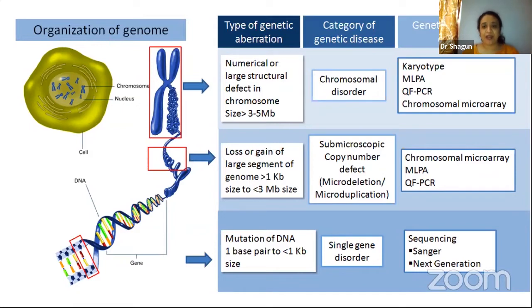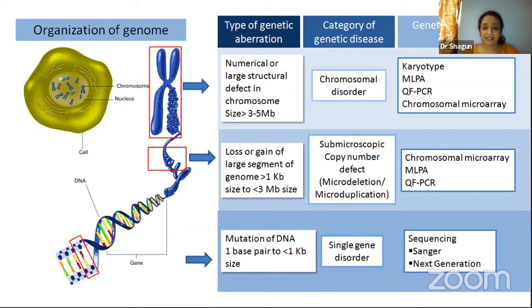Now we also have many other kinds of aberrations or genetic defects. One of them is what we call a submicroscopic copy number defect, or microdeletion, microduplication, one of the common ones being DiGeorge syndrome. Here you have a genetic defect in a very small part of the chromosome, and this is so tiny that the karyotype will not pick it up. So we need a chromosomal microarray, and we can sometimes also use other molecular cytogenetic techniques.